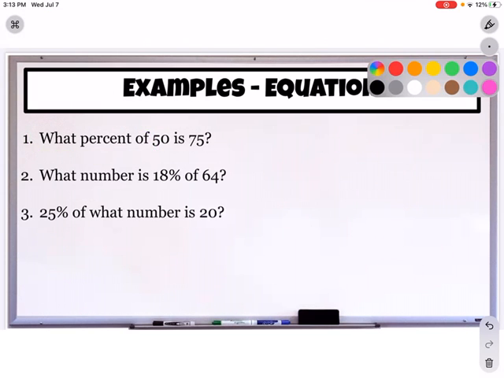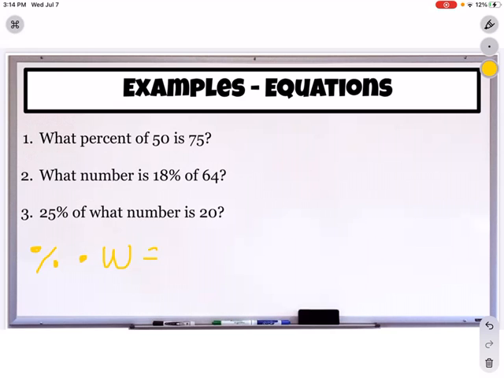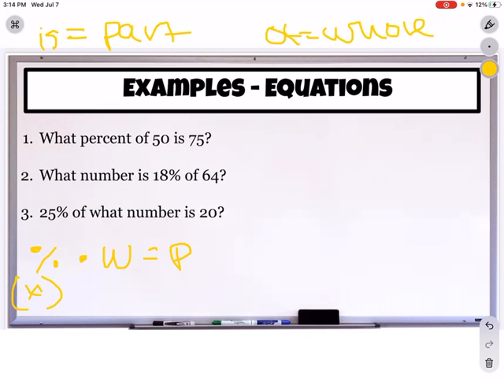Let's take a look at another problem. Let's choose yellow. I'm going to do my formula, percent times the whole equals the part. I'm going to change my percent sign to the variable x. Number 2, what number is? I forgot about this. Is the part. Of is the whole. What number is 18% of 64?